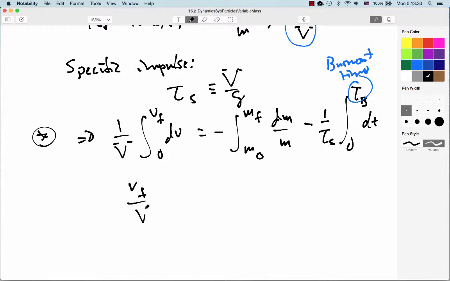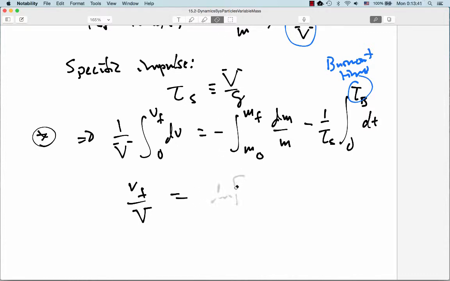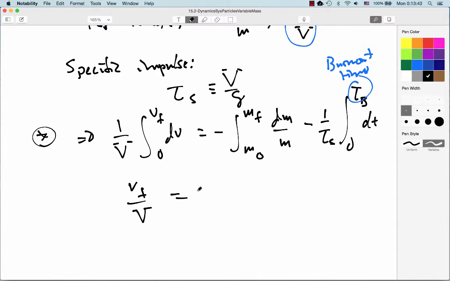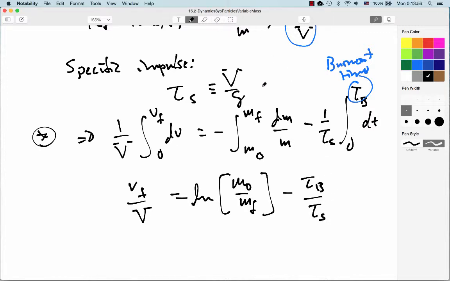This will be v final over our exhaust velocity. This will be the natural log of, actually we can get rid of the minus sign, the natural log of m naught over m final. And then here I'll have minus the burnout time over the specific impulse.